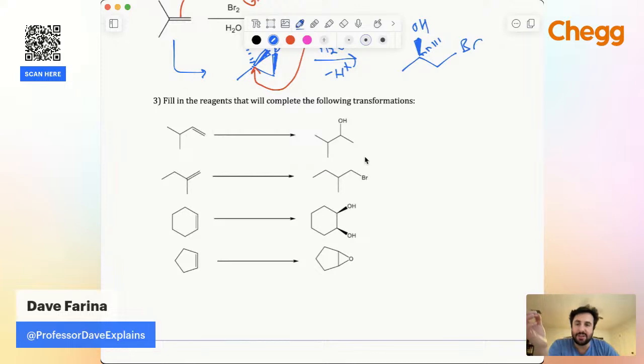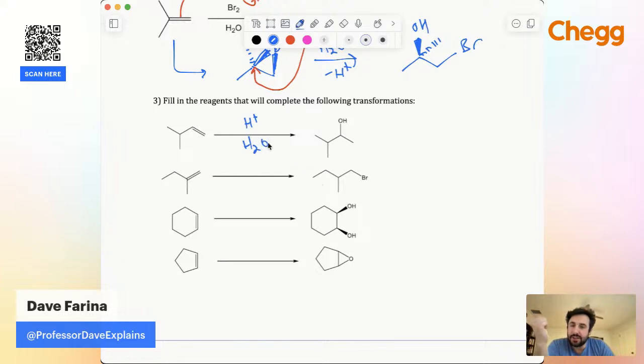But the regiochemistry is relevant, right? We have a secondary carbon and a primary carbon that are participating in the pi bond, and the hydroxyl went to the secondary one. The hydroxyl went to the more substituted carbon participating in the pi bond. That means this was a Markovnikov addition reaction. This was a Markovnikov hydration. Because again, the hydroxyl went to the more substituted of the two carbons. So what are the conditions for Markovnikov hydration? Quite simple, right? It's just H plus H2O.